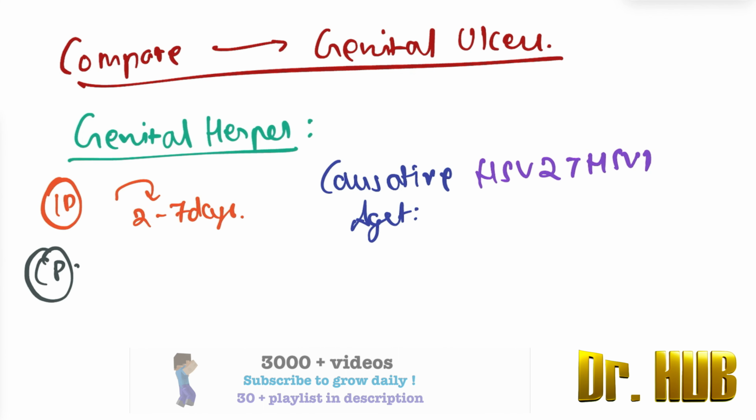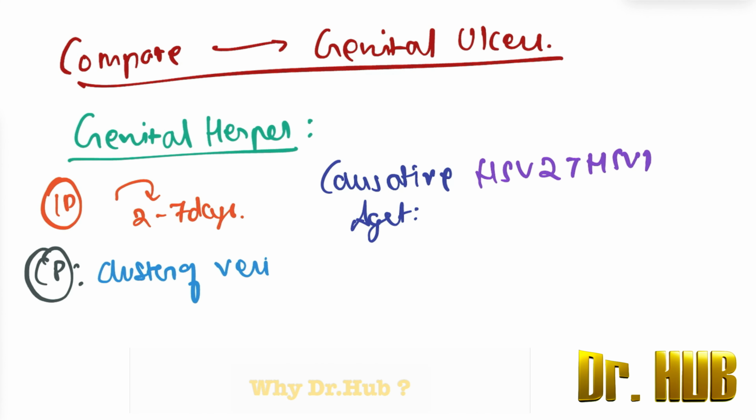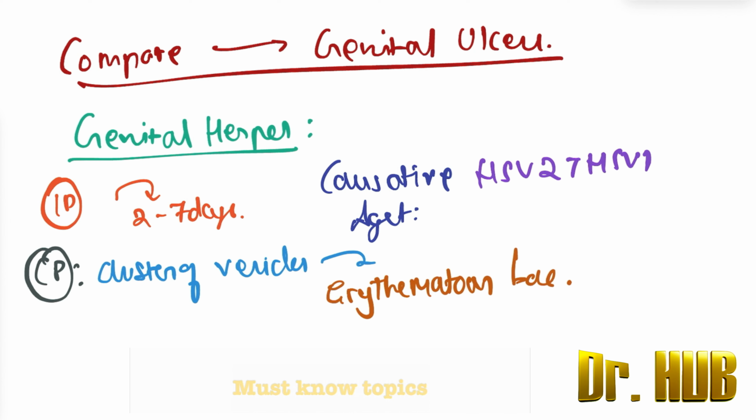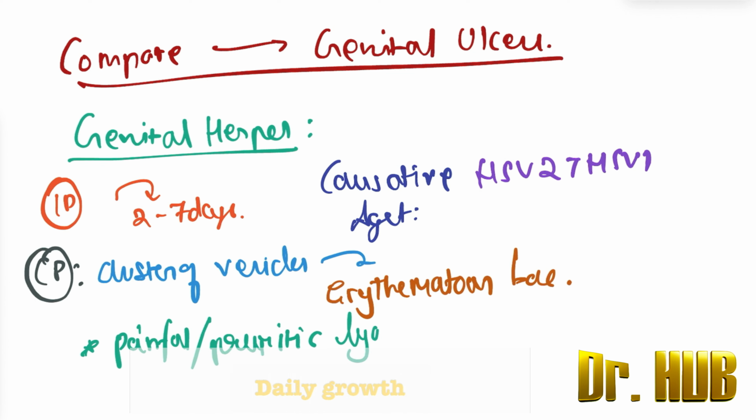So how is the clinical presentation? The clinical presentation, there is a cluster of vesicles. These vesicles are on an erythematous base, and there is also painful and pruritic lymphadenopathy.